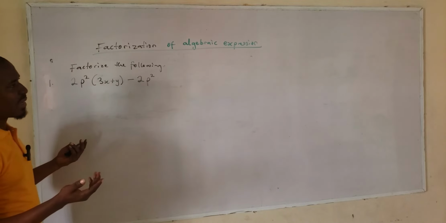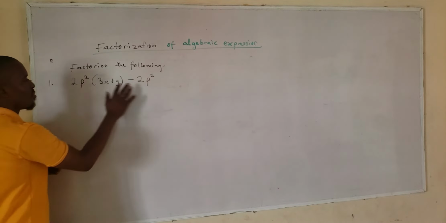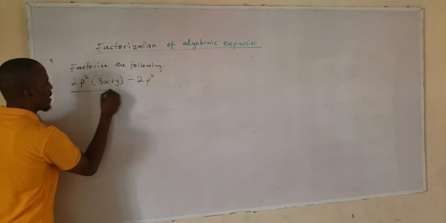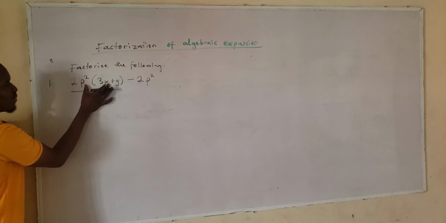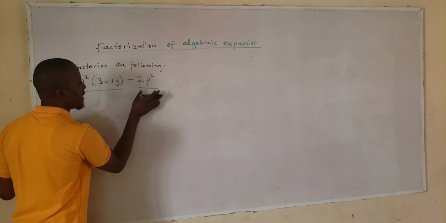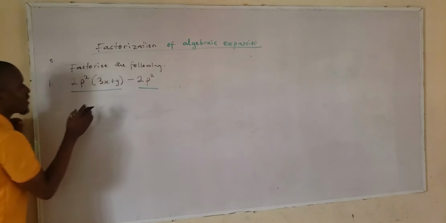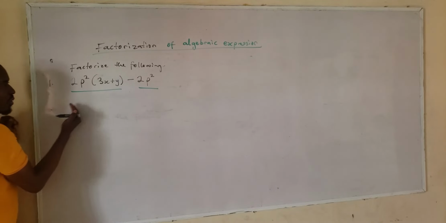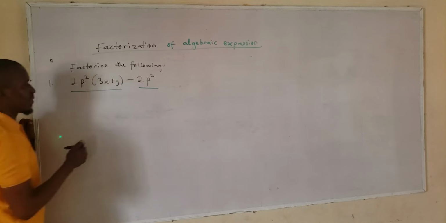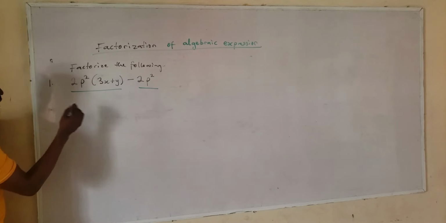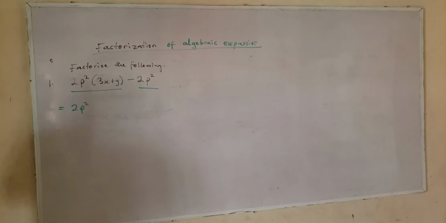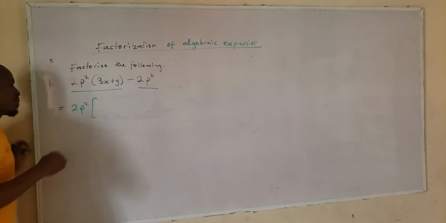The same thing that we have been doing. What is common? What can divide? This one here is regarded as one expression, while this one is regarded as one expression. So the question is, this first expression here, what is common with this second expression? By looking at it, you can see that 2p square is common. So when 2p square is common, you open a bigger bracket.